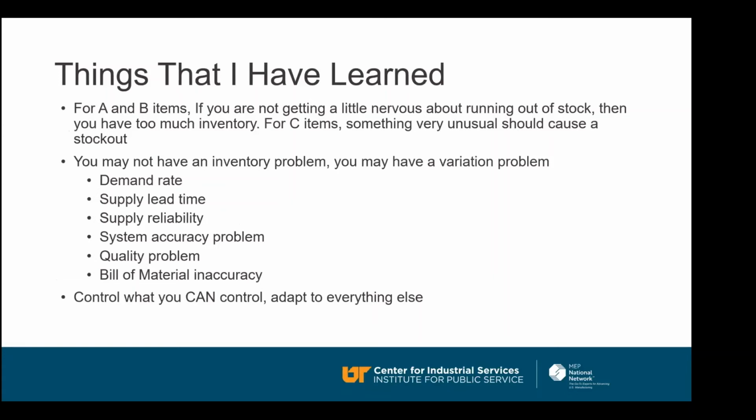Things that I've learned, A and B items: if you're not getting a little nervous about running out of stock, then you've got too much inventory. Oh, shoot, I'm missing some of these notes. I'll finish the slide and then get back to what you had missed. For A and B items, if you're not getting a little nervous about running out, you've got too much, okay? For C items, something really crazy has got to happen that's going to cause a stock out.